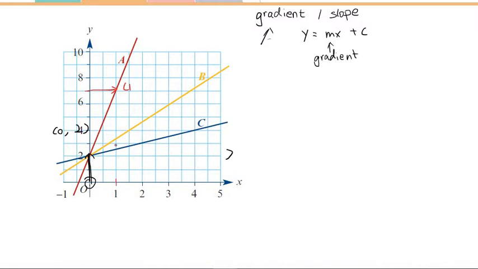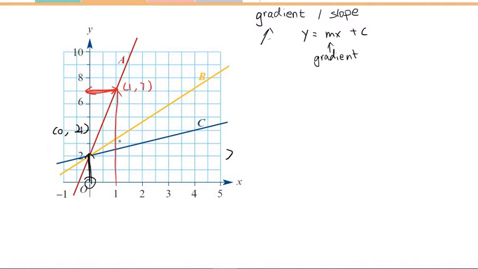Okay, so I go 1 up. So I find this point over here, and then I read it from the y coordinate is in between 6 and 8, so that's going to be 7. So the coordinate of that is going to be 1, 7. And for my line B, I'm going to use the same method.